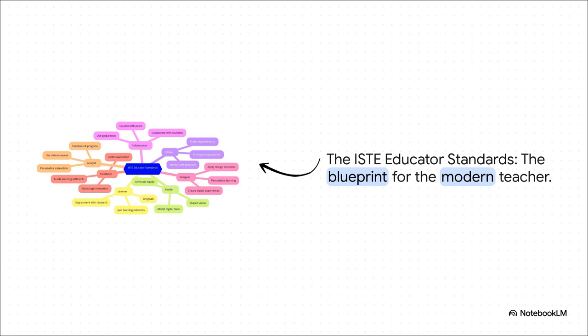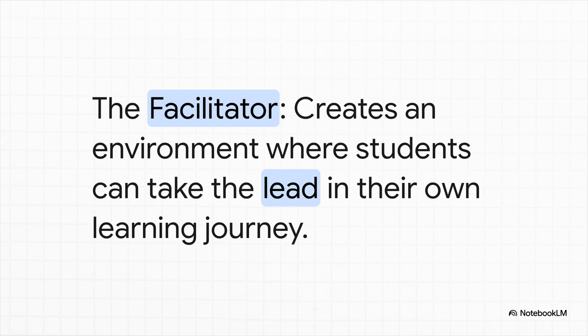And just like the student map, this one shows all the interconnected roles of a modern educator. Designer, analyst, collaborator, the whole shebang. This is the blueprint for a teacher who is also a learner, a leader, and a real catalyst for change. Let's explore 2 roles that directly power that student transformation we've been talking about. The first one is the facilitator.